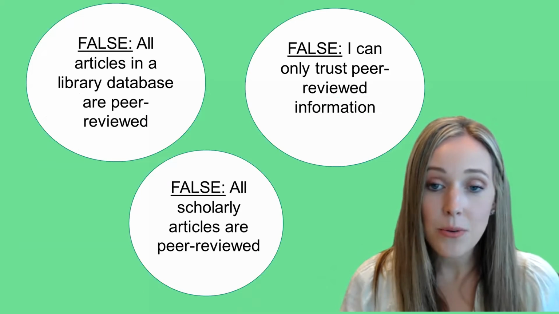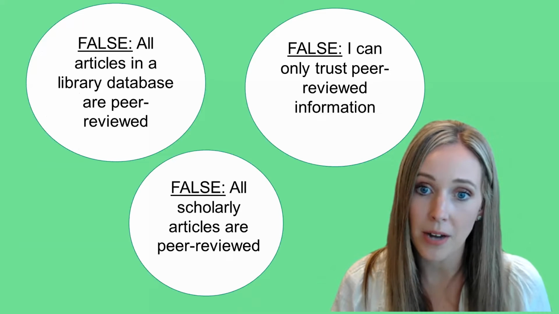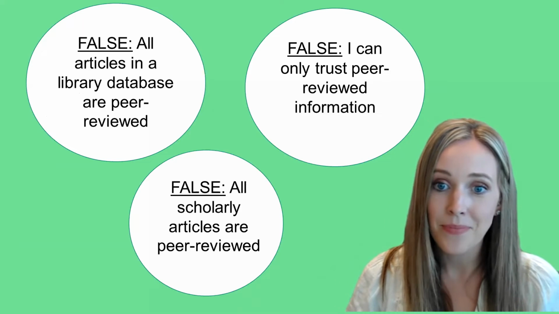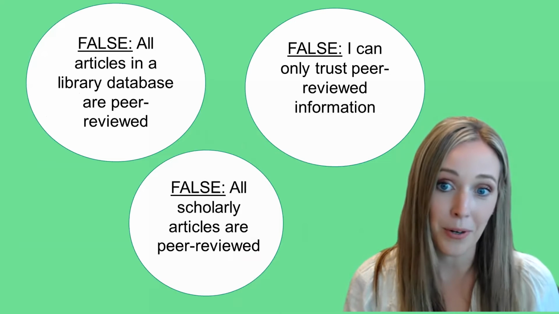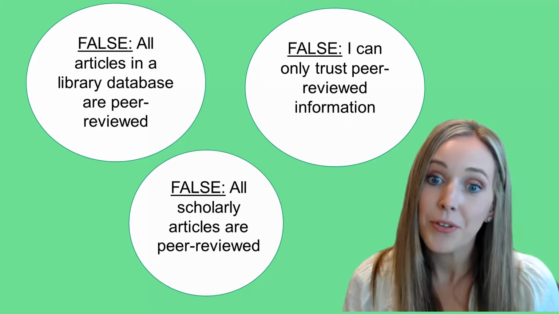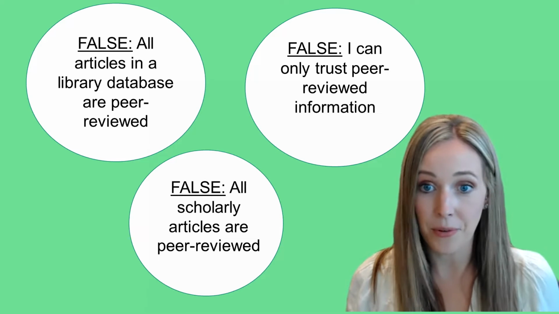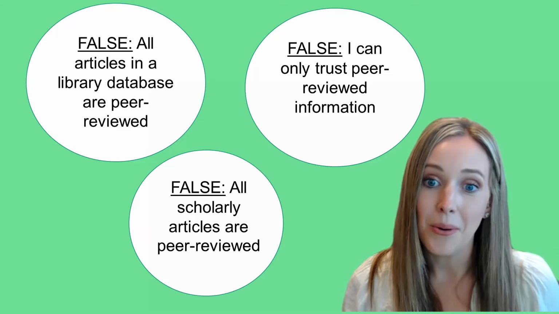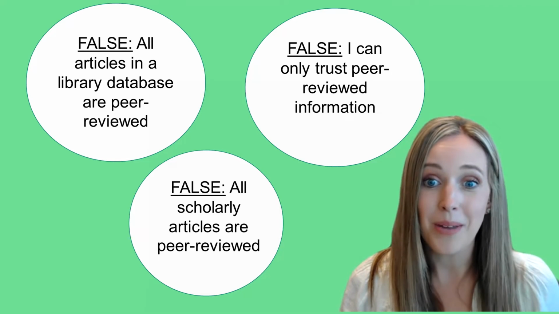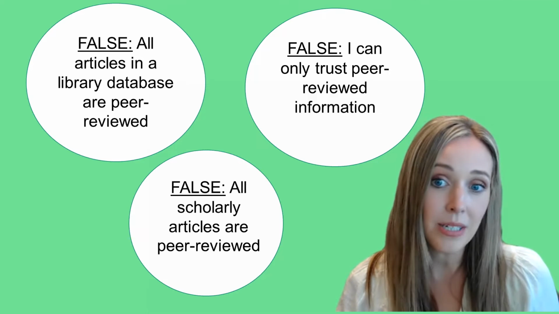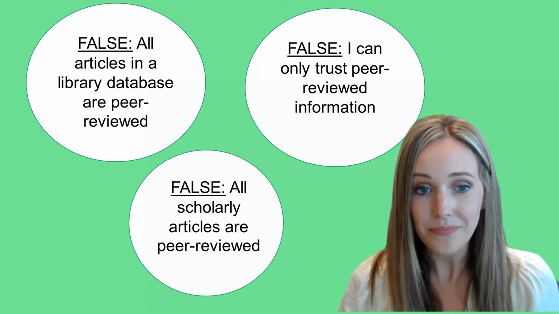There are a few assumptions and misconceptions around peer review that I wanted to address. The first one is that all articles in a library database are peer reviewed, and that's not true. You can find all kinds of information in the library databases. We have reputable newspapers and magazines, we have trade journals, and we have academic sources that aren't peer reviewed.